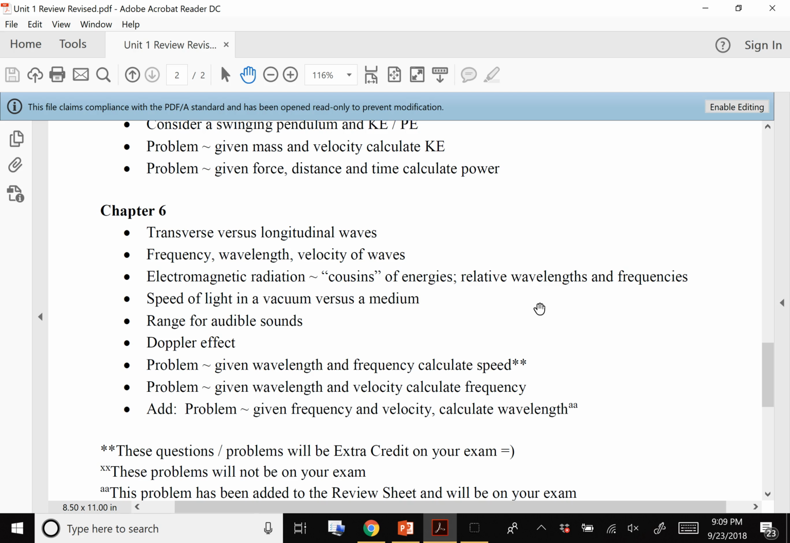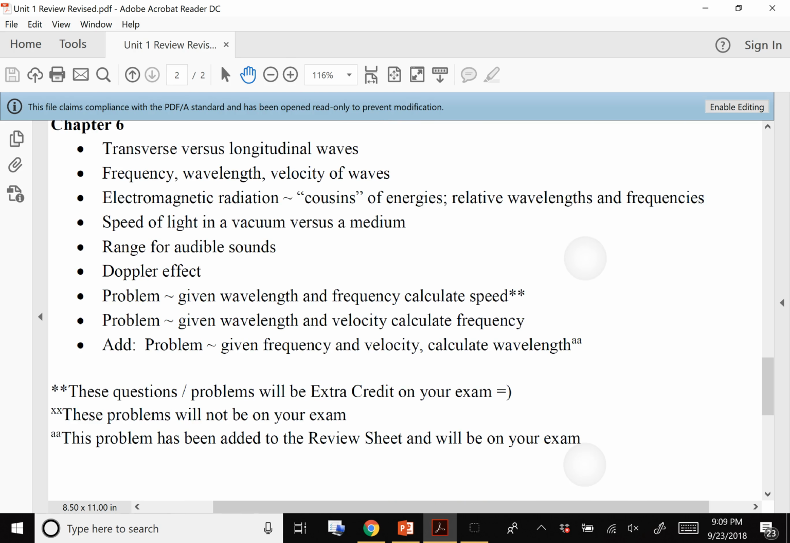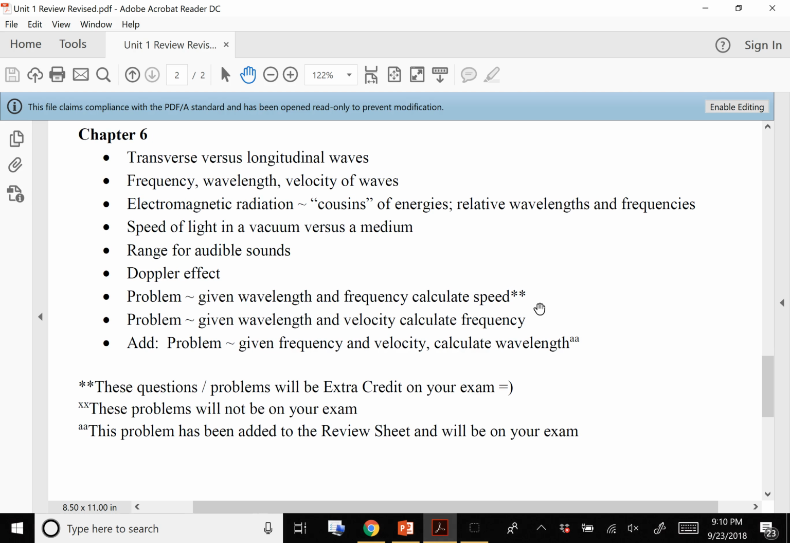And I am going to add a problem, where it says given frequency and velocity, calculate wavelength. So AA means it's added, so that one is for normal credit. So if you want to print this off, it's available on Canvas.